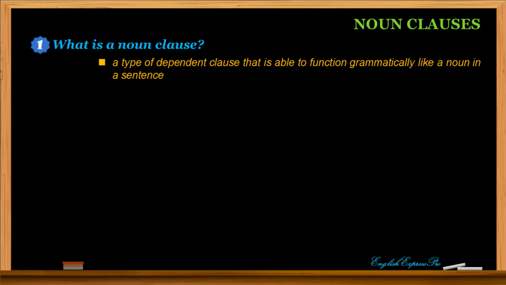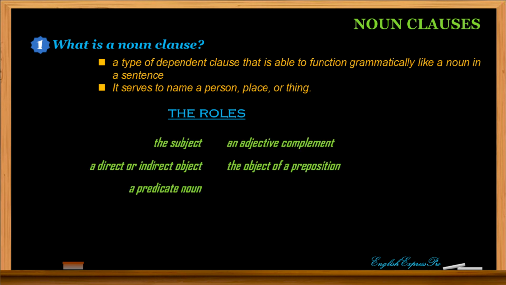A noun clause is a type of dependent clause that is able to function grammatically like a noun in a sentence. As such, it serves to name a person, place, or thing. Because of this, noun clauses can perform all the roles that a normal noun would fill in a sentence. They can act as the subject, a direct or indirect object, a predicate noun, an adjective complement, or the object of a preposition.